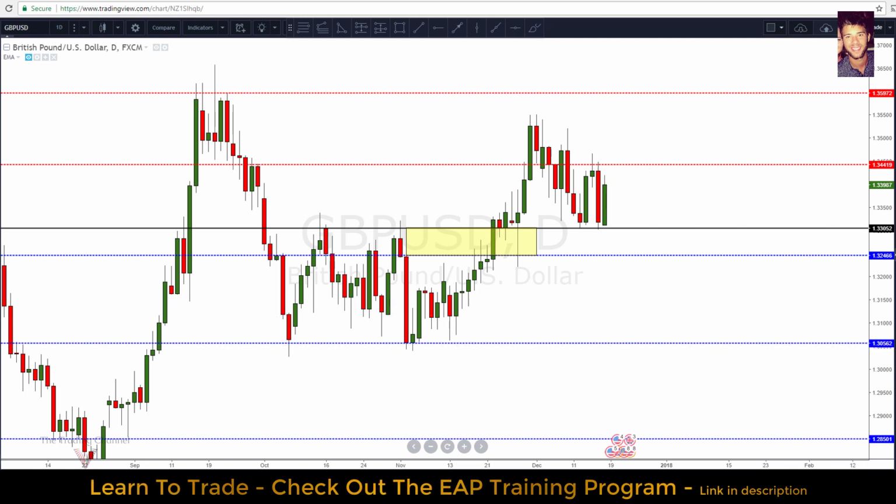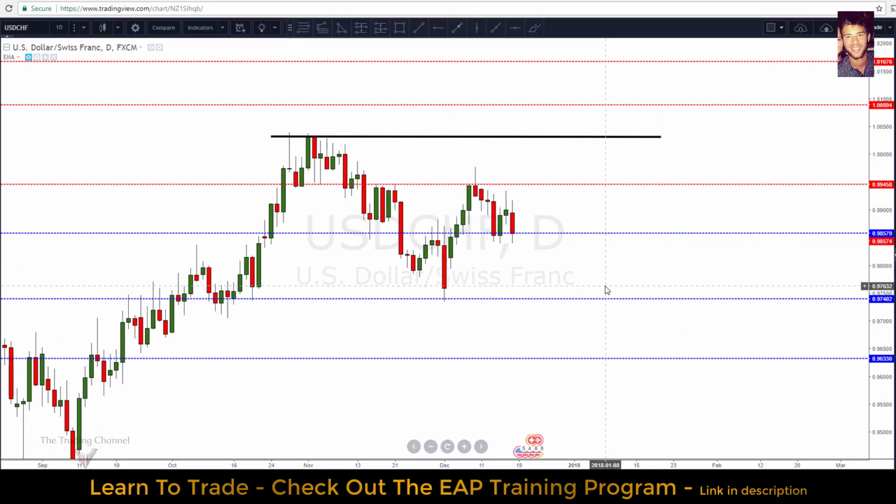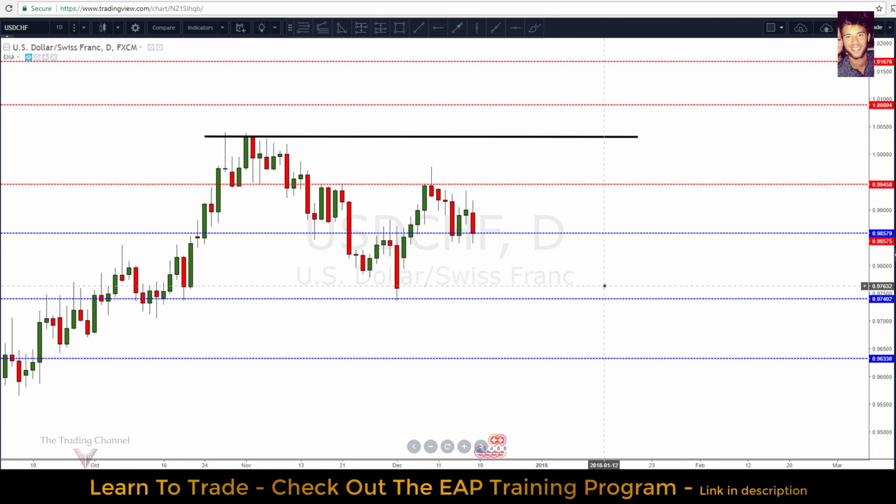Let's go ahead and move on to our next pair, which will be the dollar Swiss. Here on the dollar Swiss, not much has changed since last week. We have our same levels of structure we're going to be taking a look at for trading opportunities. Right now, hovering around that level of support we've been pointing out for the last couple of weeks, around the 0.9857 level.